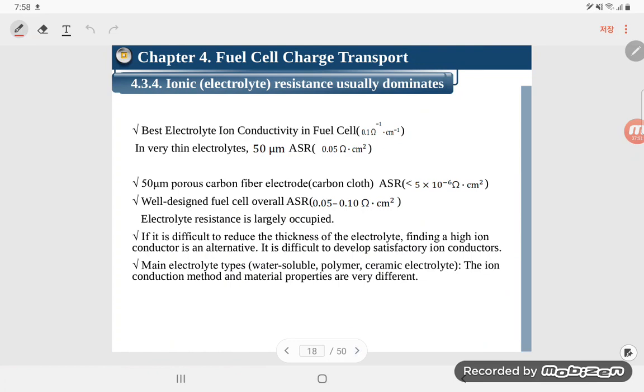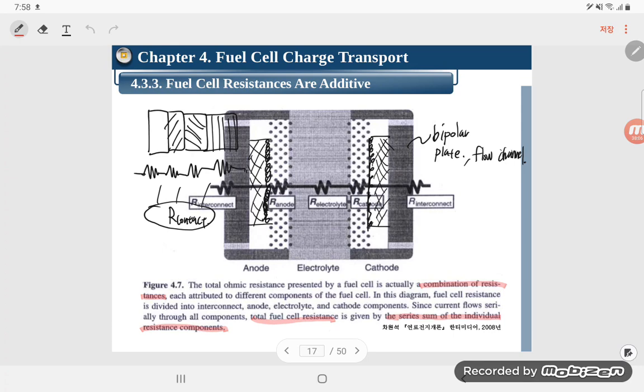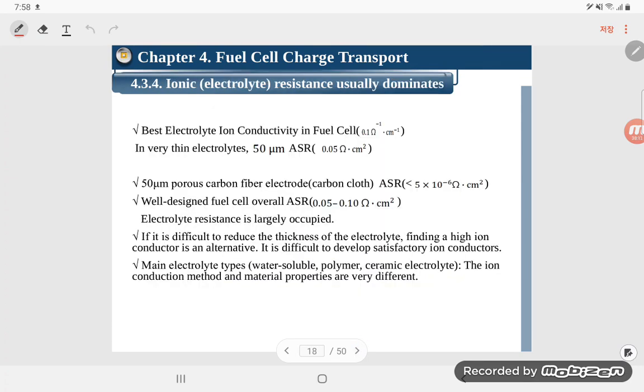Okay, then let's check this one, the ionic or the electric. We talked about the electrical resistance in the electrode, and now we talk about the electrolyte resistance, the ionic resistance. The best electrolyte ion conductivity in a fuel cell is 0.1 Siemens per centimeter.